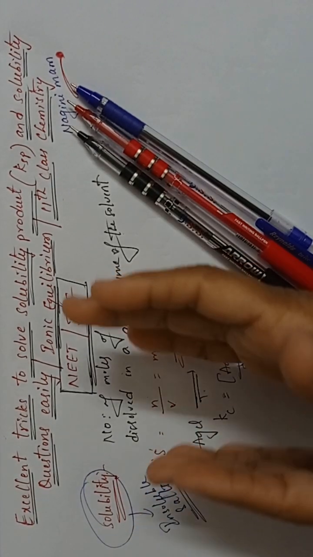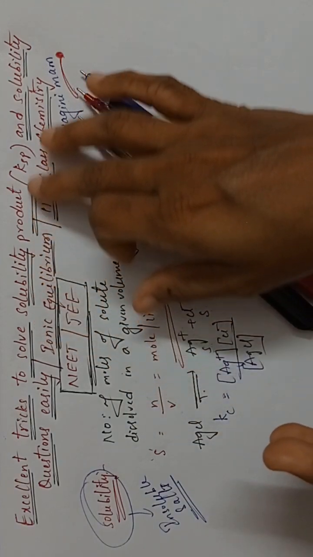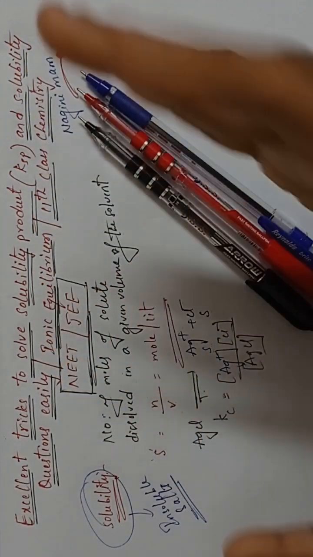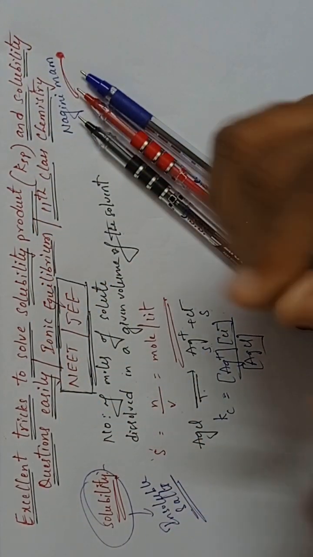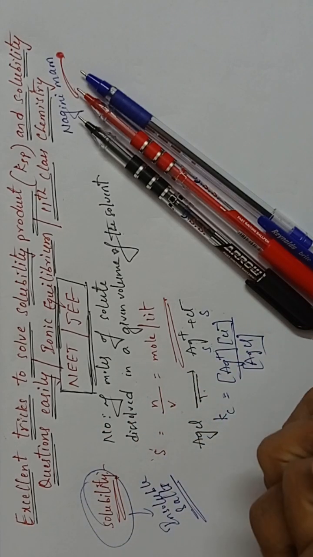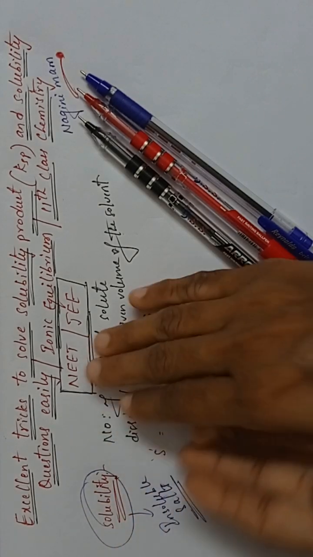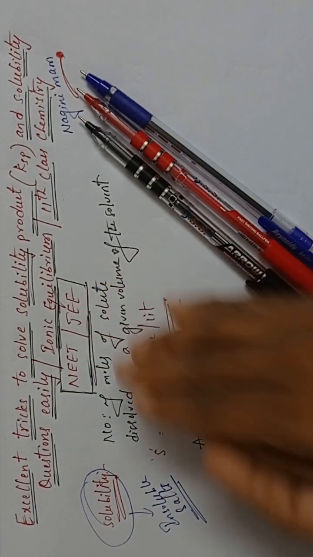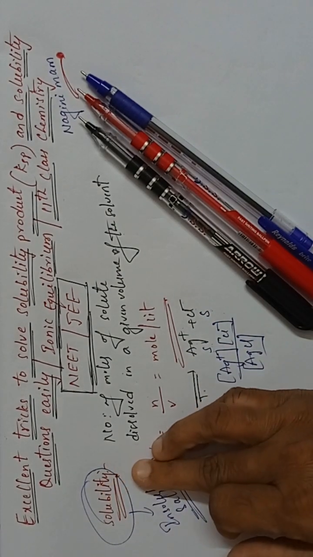In today's session, I am going to teach you excellent tricks to solve solubility product and solubility questions easily, students. This is the topic Ionic equilibrium, 11th class chemistry. This topic is important for NEET and JEE also. Clear? Right. Solubility. What is the solubility, students?